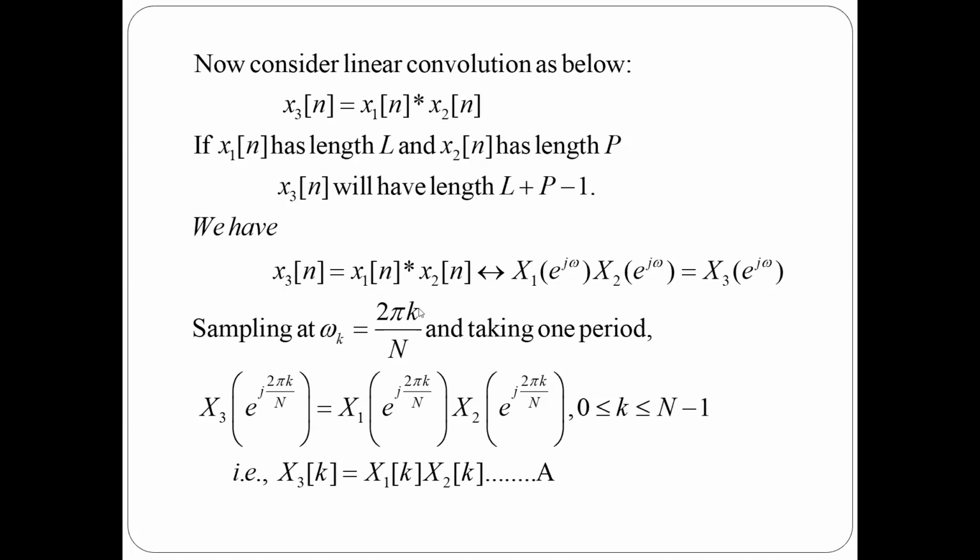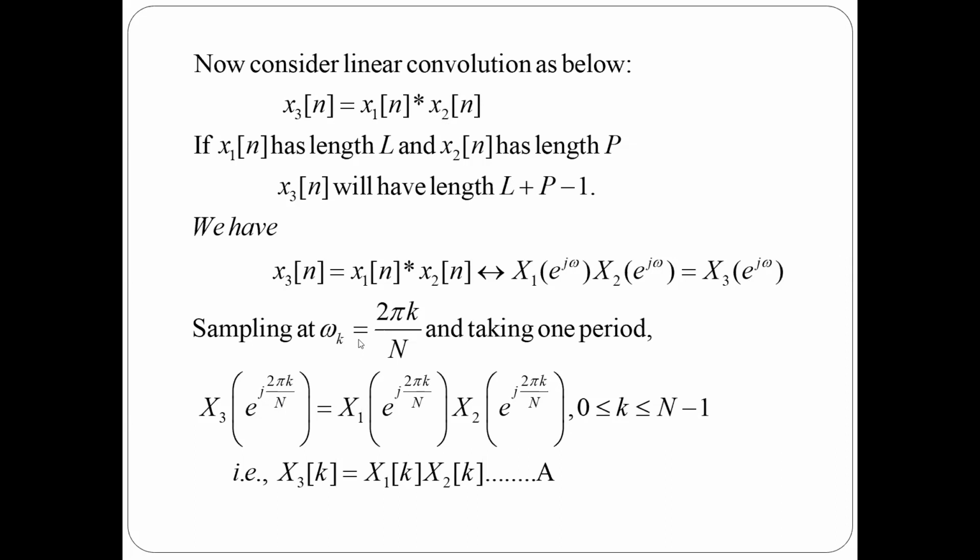Now sampling omega k is equal to 2 pi k by N and taking one period. Then in the frequency domain, you can write x3 of e raised to j 2 pi k by N is equal to x1 of e raised to j 2 pi k by N into x2 of e raised to j 2 pi k by N for 0 less than or equal to k less than or equal to N minus 1. So what was the length of x1 of n? It was equal to L. The length of x2 of n was equal to P. Length of x3 of n was equal to L plus P minus 1.